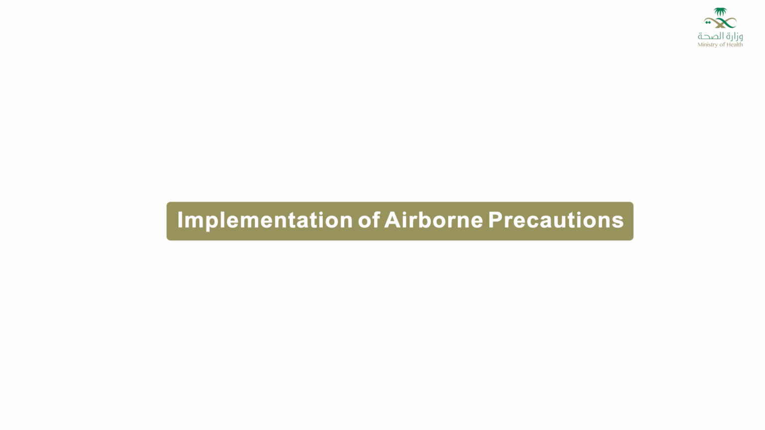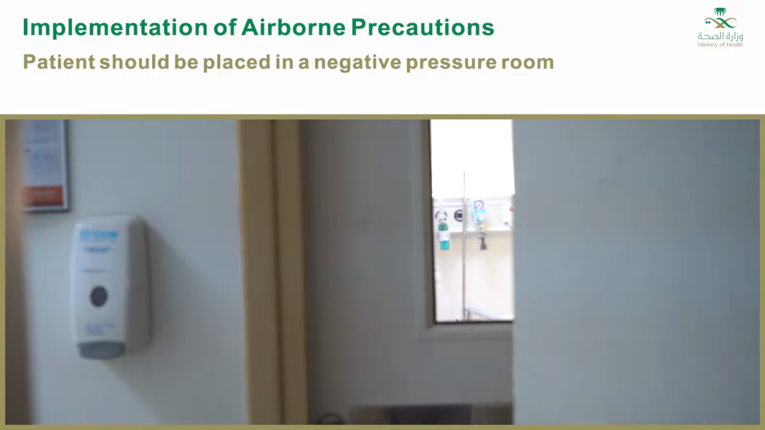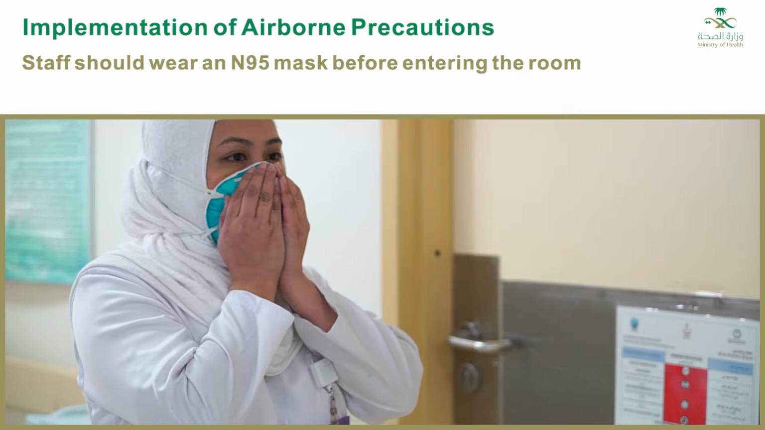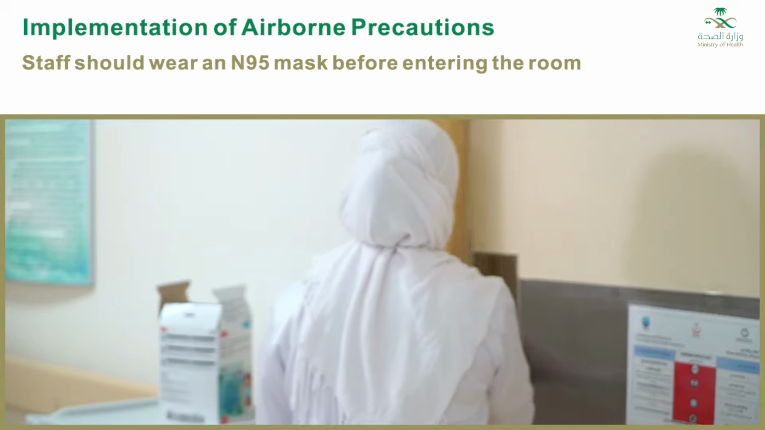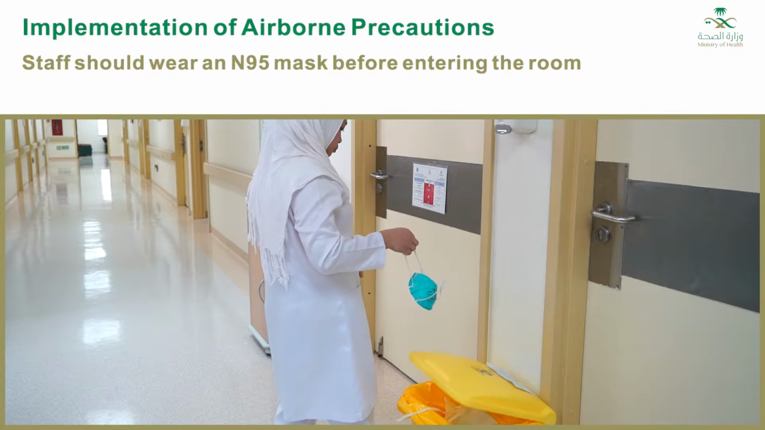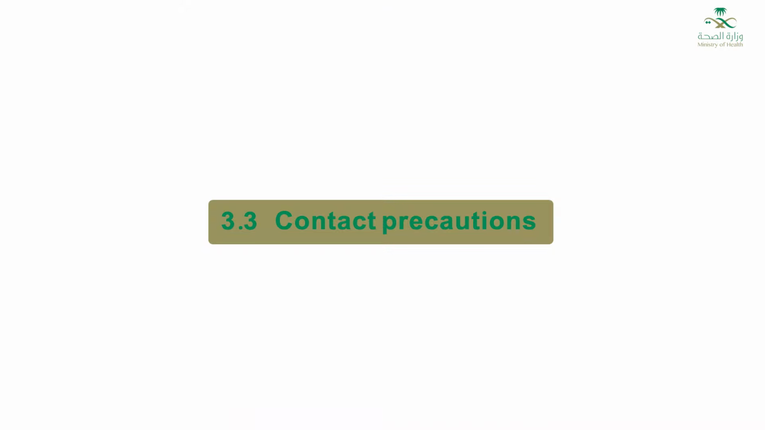Implementation of airborne transmission precautions. Patients with a suspected or confirmed airborne infectious disease should be isolated in a negative pressure room. Pressure differentials should be monitored daily when the room is in use. Healthcare workers should wear appropriately fit-tested N95 respirator upon entering the room. The respirator should be removed outside the patient room after use, followed by hand hygiene.